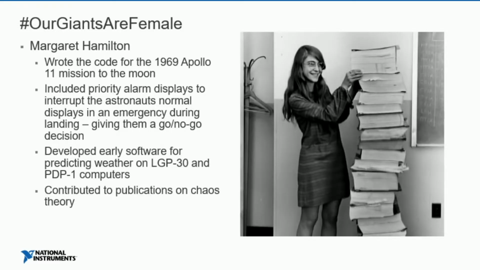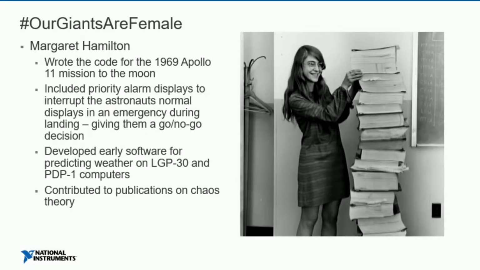Before we get started though, I wanted to give a shout out in the Our Giants Are Female series as well. So the lady that I chose is Margaret Hamilton. She was very high up in the list of people writing code for the 1969 Apollo 11 mission to the moon. She added things like a system of priority alarms, so it would interrupt the astronauts' display if there was an emergency going on. The computer was overloaded, giving them a kind of no-go landing decision.